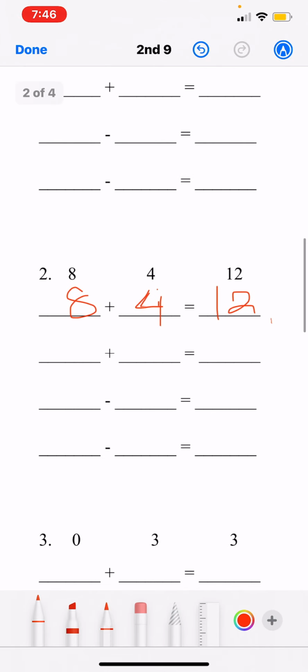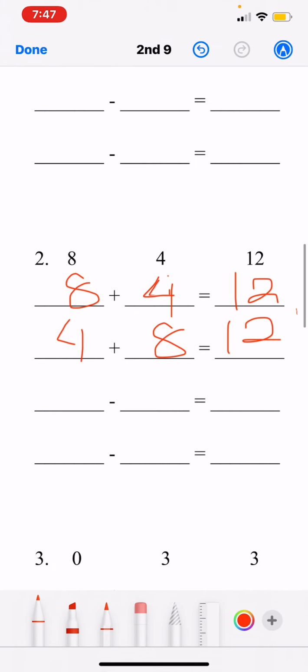Which way can I use? I'm going to do 4 plus 8. Does 4 plus 8 get 12? Yes, 4 plus 8 does get 12. So that works. Now let's solve the bottom one. Here we have a subtraction. So I'm going to do 12 minus 4. Does 12 minus 4 get 8? Yes, 12 minus 4 does get 8.